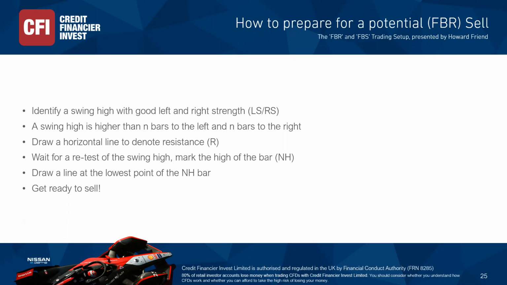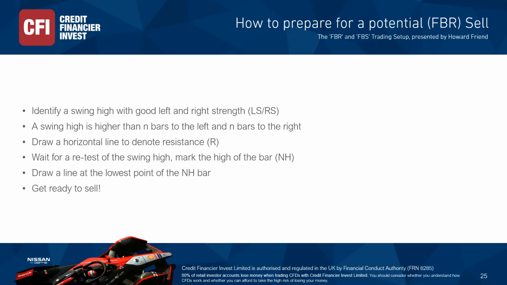Number one, identify a good swing high with a good left and right strength. So what do I mean by left and right strength? As I mentioned, a swing high is defined as a high which is higher than the bar to the left, and it's higher than the bar to the right. So that is left and right strength. So if the swing high is higher than 2 bars to the left, it's stronger in terms of resistance than a swing high which has only got 1 bar lower to the left, and so on and so forth.